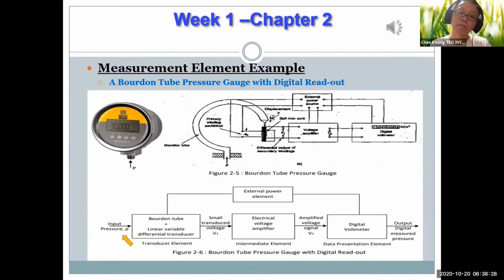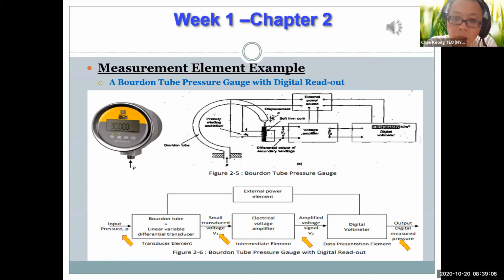Figure 2-6 on page 6 illustrates an example of a measurement element: a Bourdon tube pressure gauge with digital readout. This element is used to measure pressure at the input. The transducer element will convert the pressure into a small voltage V1 before handing it to the intermediate element. The intermediate element will process V1, amplifying it in this case into V2. V2 is then passed into the data presenting element, a digital voltmeter, to convert the analog voltage V2 into an equivalent digital output.